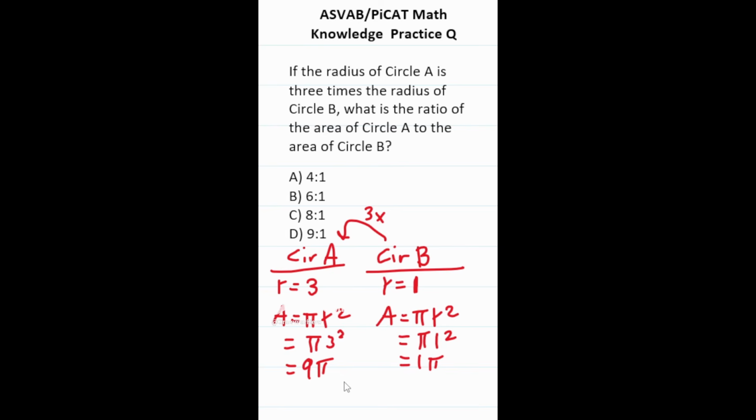Let's compare their areas as a ratio. This is 9 pi to 1 pi. They have a common factor of pi that we can divide out. This crosses out here and here, leaving us with a ratio of 9 to 1, which is D.